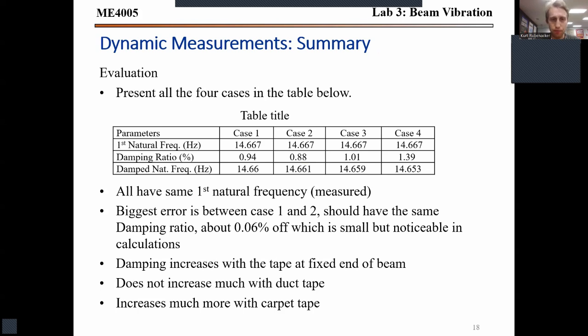In summary, they all have the same first measured natural frequency. The biggest error seems to be between case 1 and 2, where they should have the same damping ratio. There's no tape, but it's off by 0.06, which is small but noticeable in the calculation. The damping increases with the tape. The duct tape doesn't seem to do much, but the carpet tape is a huge difference, which is interesting to note.